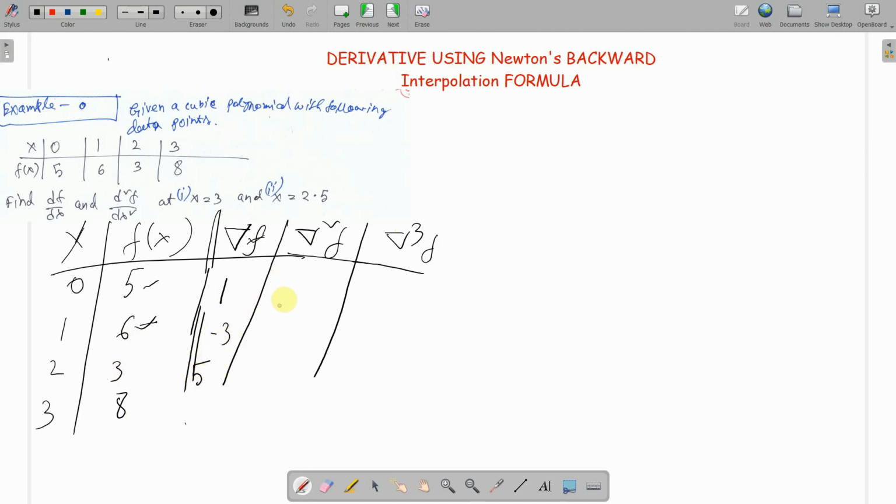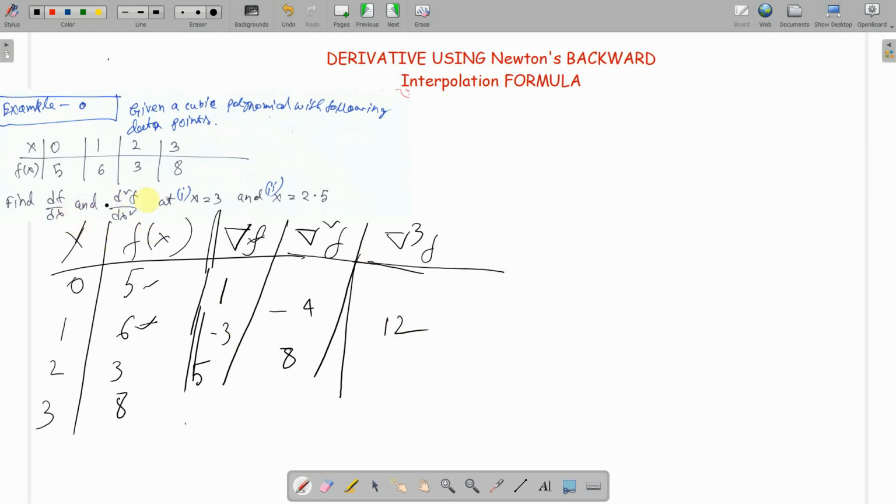For the next step, what will be the values? I am not able to write properly. It will be minus 4 and 8. Okay, for this value it will be 12.